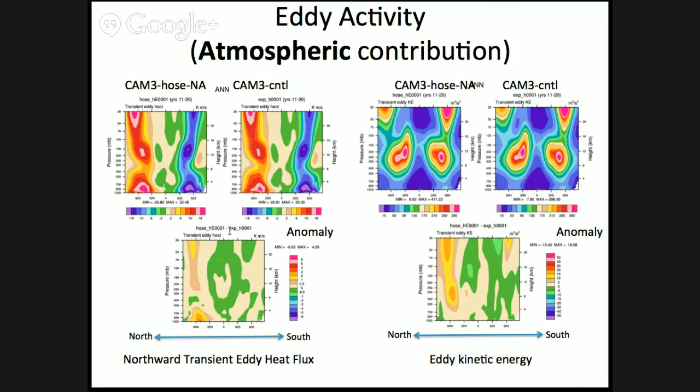So this is showing the eddy activity in the high latitude atmosphere. I have shown that the atmosphere transports more heat in the mid latitude, and these figures are showing the eddy activity. You see that in the northern hemisphere, the highlight shows the activity is increasing in the whole simulation.